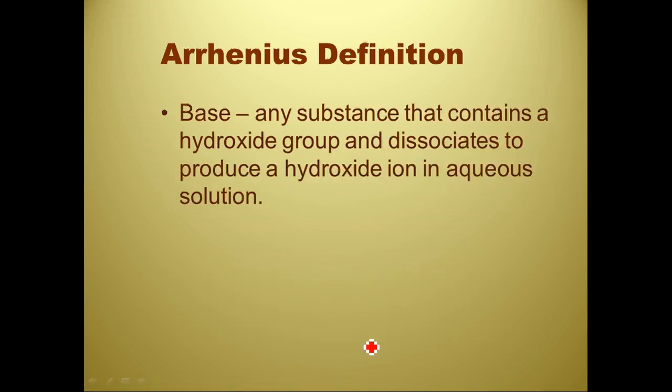A base, according to Arrhenius, is any substance that contains a hydroxide group. Okay, so the substance has to contain a hydroxide group and it has to be able to dissociate to produce a hydroxide ion. What does this mean? It only works for soluble hydroxides, according to Arrhenius. Now, I put a caveat on that. So I said, according to Arrhenius.